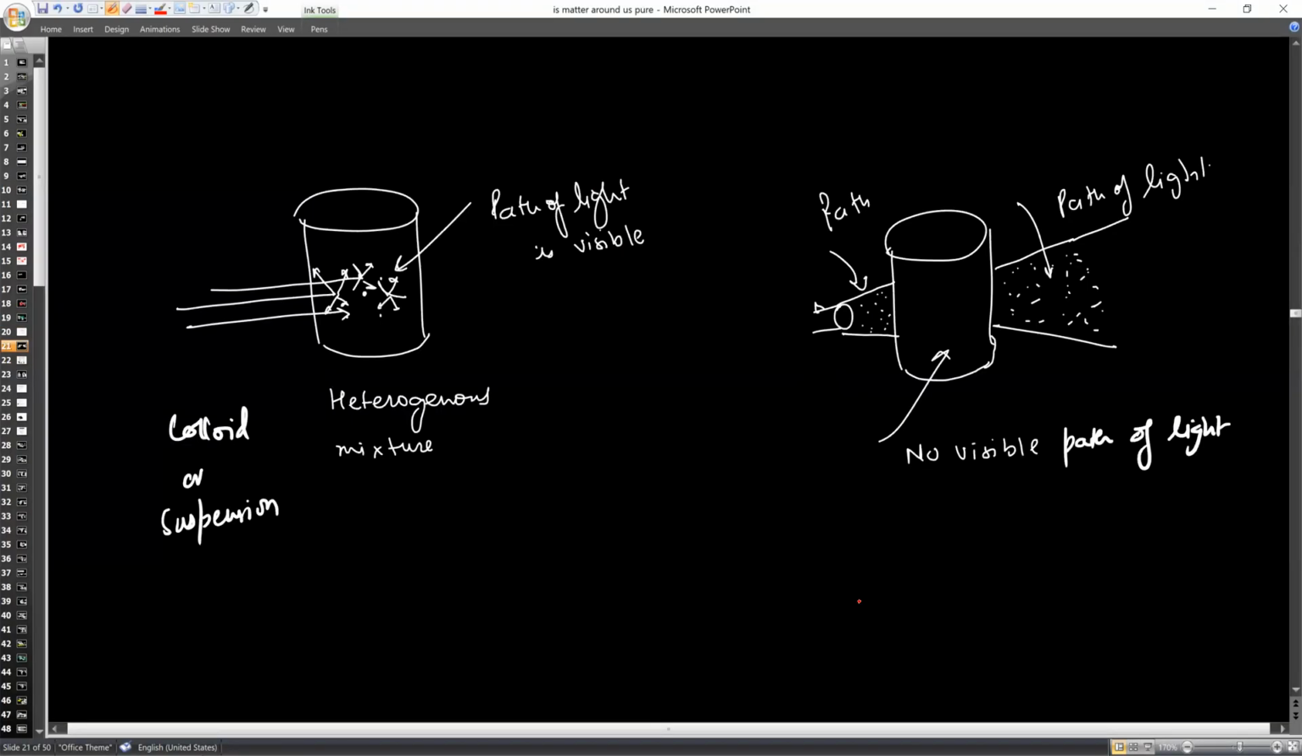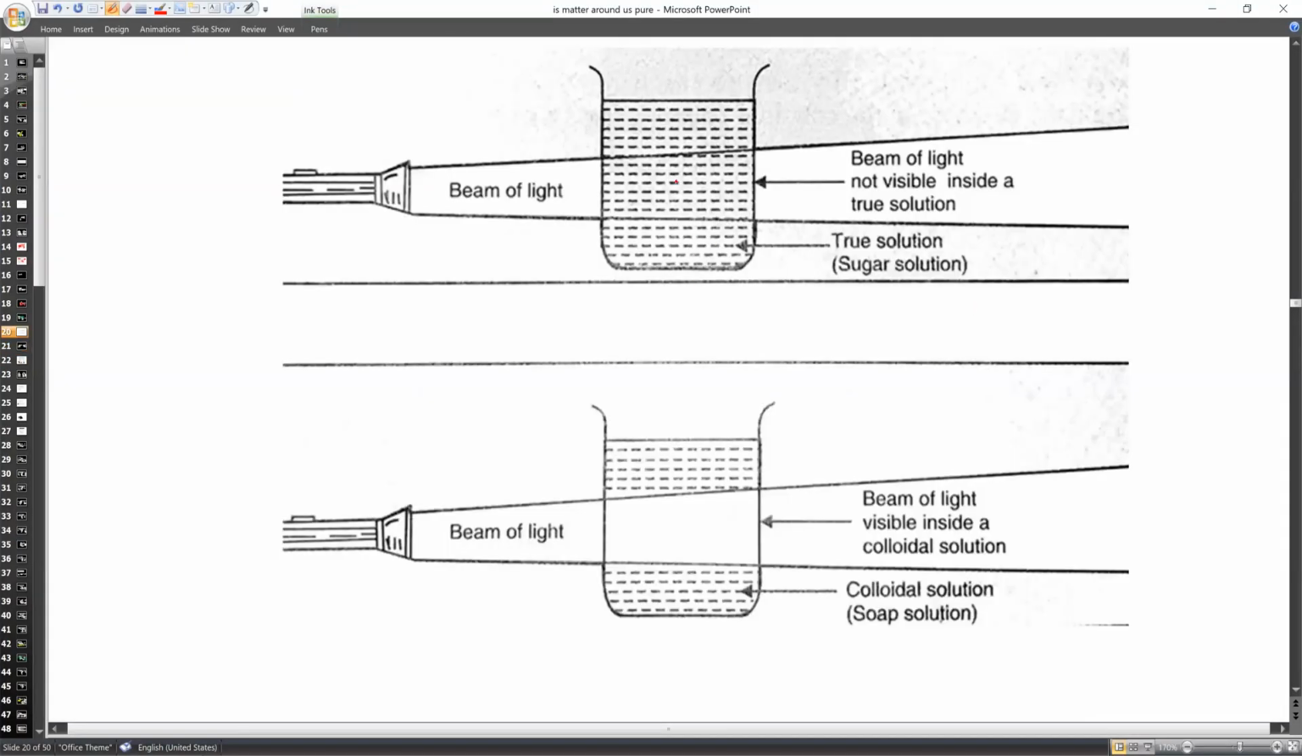The most important thing about a homogeneous mixture is that if you pass a beam of light through it, the beam of light will not be visible in the solution. But if you pass a beam of light through a heterogeneous mixture, then the path of light will be visible. The beam of light is not visible inside a true solution. The line drawn in the diagram should not be there, but still the path of light will be visible in this one.